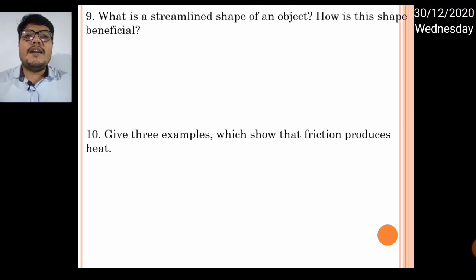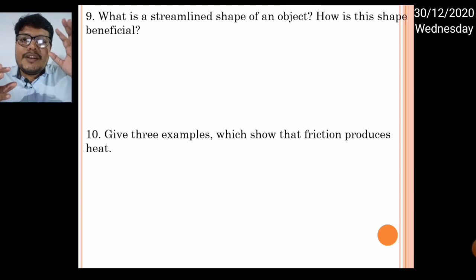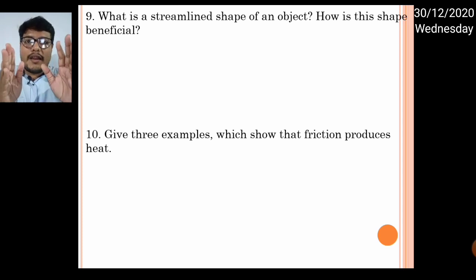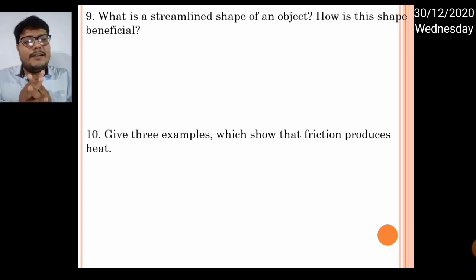See the next one, what is the streamlined shape of an object? Streamlined shape means when any object is moving in a fluid, and the fluid applies force on the object, the shape of the object which reduces the fluid friction is known as streamlined shape. The shape given to a particular body which reduces fluid friction is known as streamlined shape.